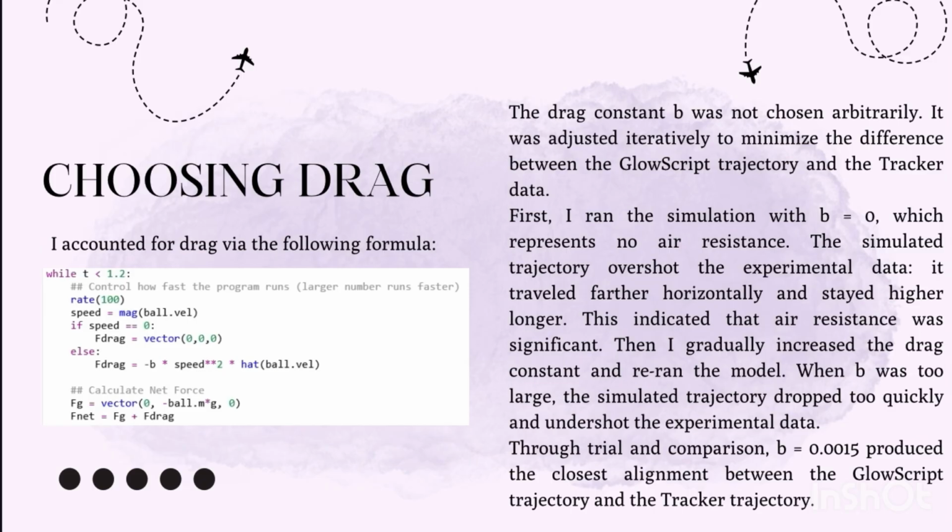When the object is moving, the drag force is calculated as negative b times speed squared times the unit vector of velocity. This means that the drag force always points opposite to the direction of motion and increases with speed squared. Also, the value of the drag was not chosen arbitrarily. We used b equal to 0.0015.